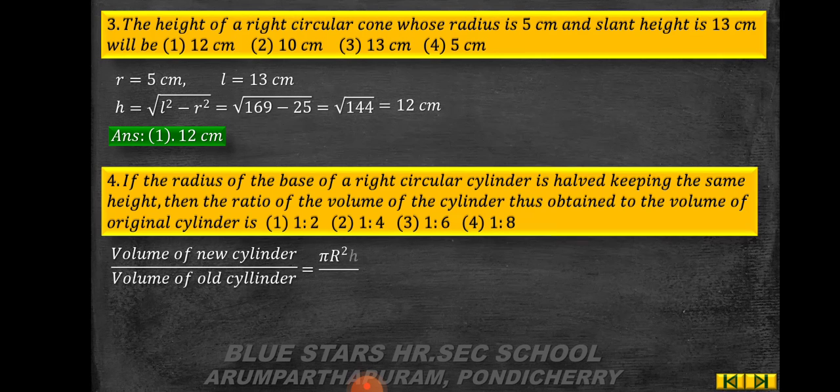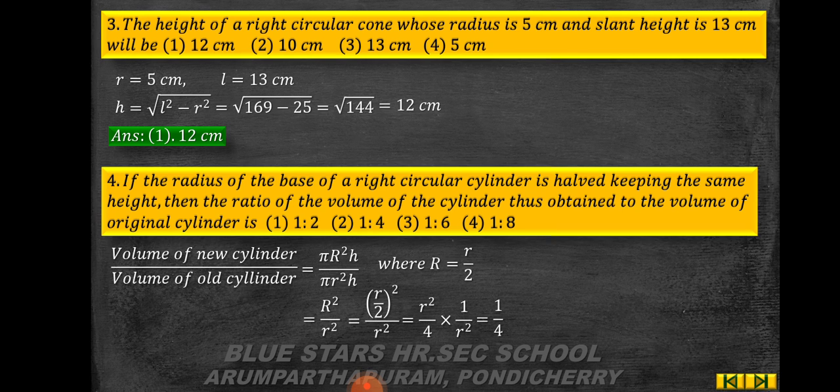So volume of new cylinder by volume of old cylinder is equal to pi capital R square h divided by pi small r square h, where capital R is equal to small r by 2. Pi h gets cancelled. So capital R square by r square is equal to r by 2 the whole square by r square, which is equal to r square by 4 into 1 by r square. So r square gets cancelled, you get 1 by 4. So the correct option is option 2. The answer is 1:4.